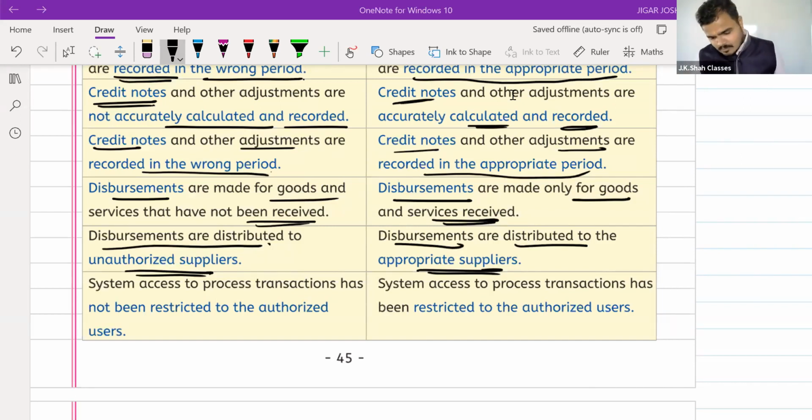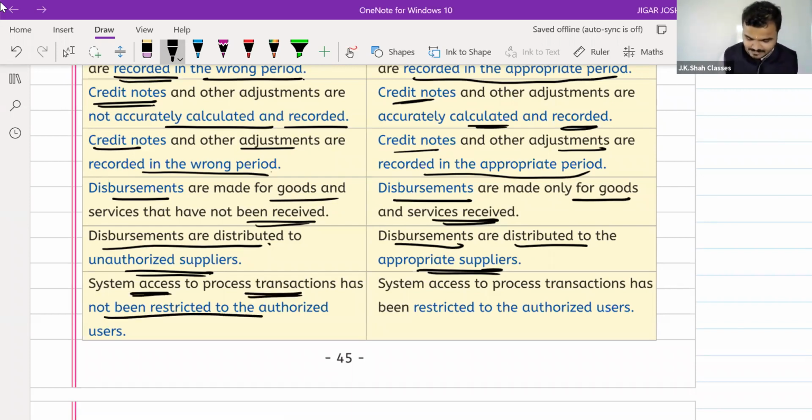Will I allow? No, sir. But suppose if I allow, then, sir, you are taking so much risk. System access to process the transaction has not been restricted to authorized users. Means any Tom, Dick, Harry can come to my books of accounts and can pass the journal entry. Don't you think so? It would be a tremendous risk, my dear chartered.